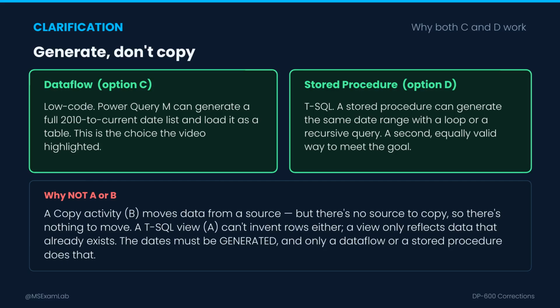Here's a handy sanity check. If a requirement asks you to create data that doesn't exist yet, look for the options that build rows, that's generation, and eliminate anything that only reads or moves data that's already there.